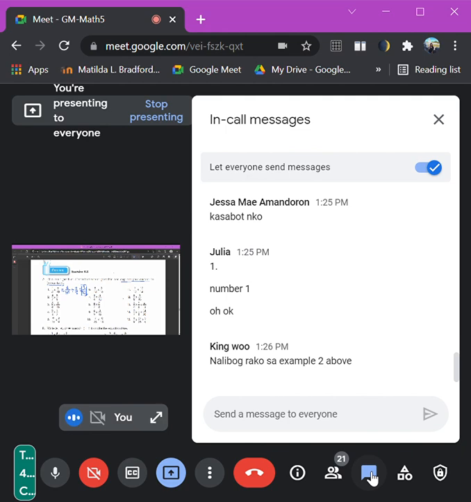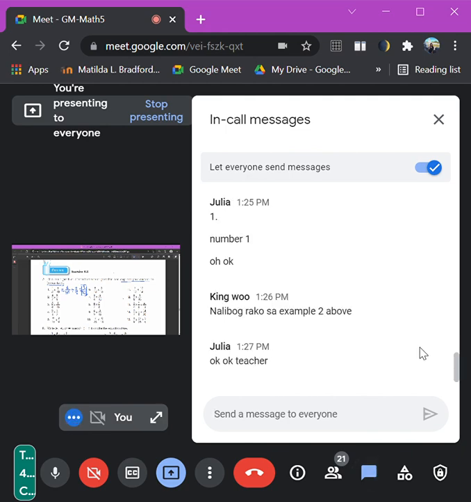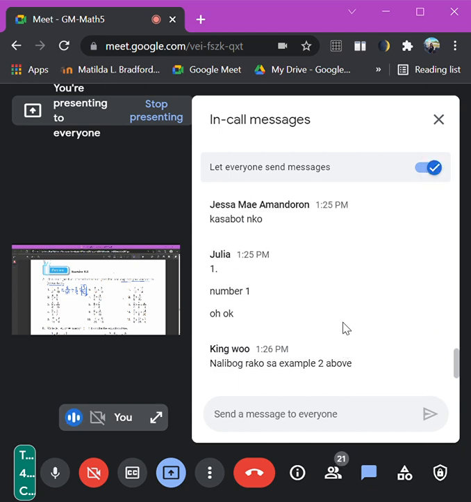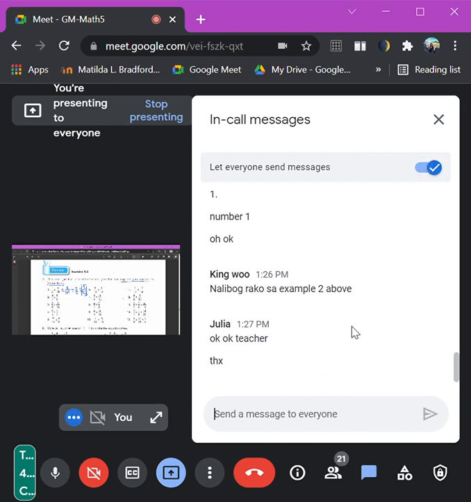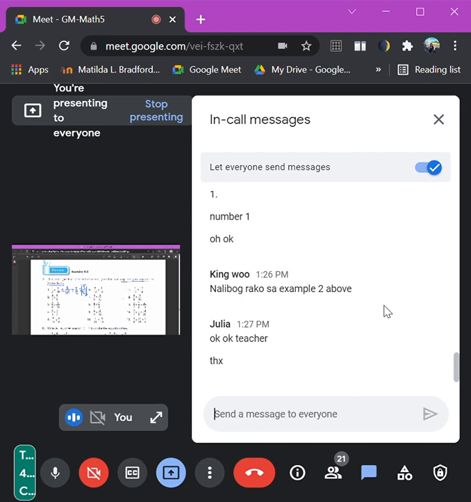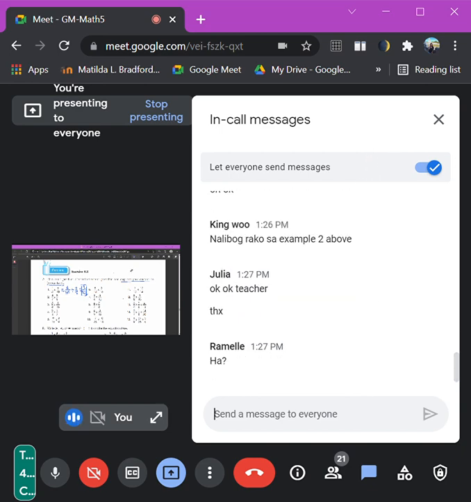Okay? So now we have here our final answer, which is 3 over 25. Nalibog ra ko sa example 2 above. Okay, sige lang. Maghatag pa ta og more examples.